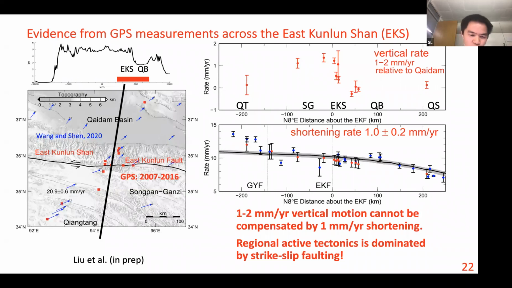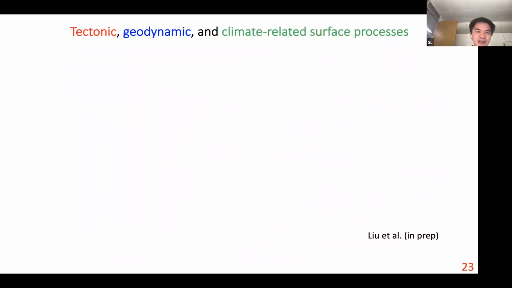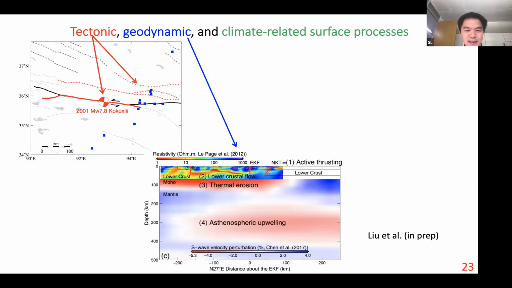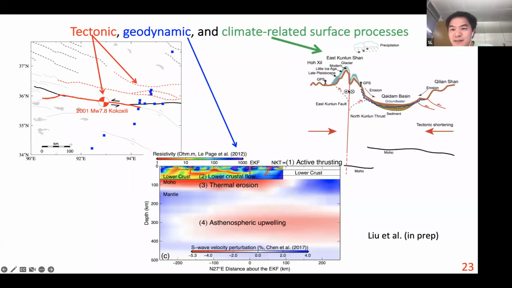So to understand such a discrepancy in the shortening and the vertical deformation, we need to understand the GPS data. We need to understand how tectonic and geodynamic processes and the climate-related surface processes contribute to our GPS-derived signals. Here, tectonics is related to the activity of faults. Geodynamics is about the internal physical processes that arise due to the stress and the physical property heterogeneity in the crust and the lithosphere. And the climate-related surface processes are the glacial activity on the summit, erosion along the hill slope and in the valleys, sedimentation in the basin, and some groundwater activity.